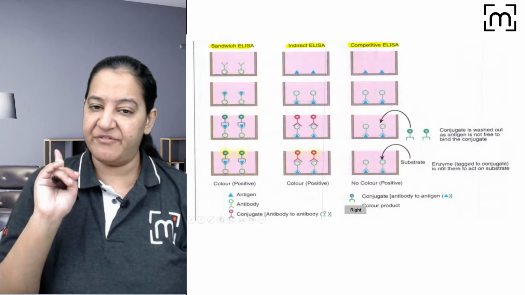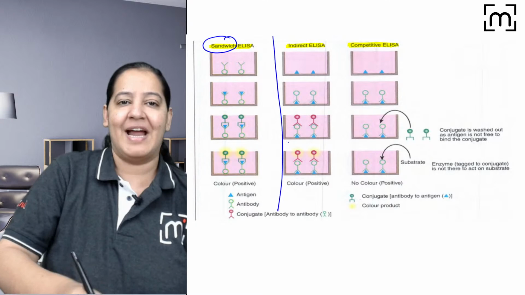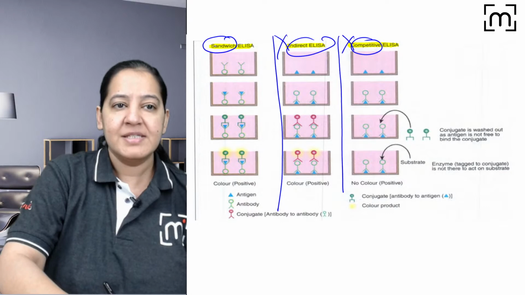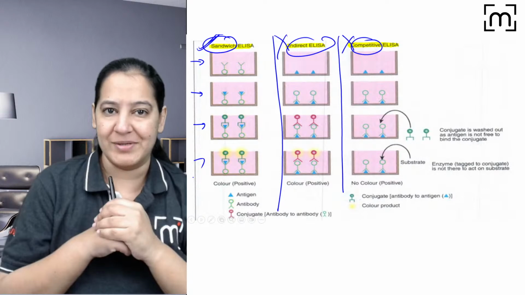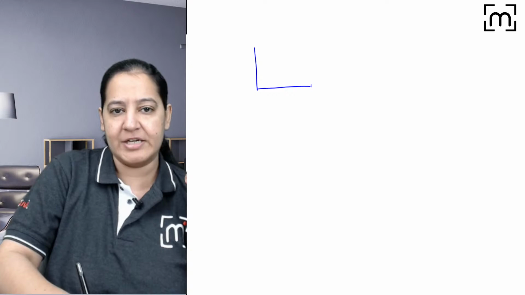So the first ELISA is sandwich ELISA. See sandwich. Don't see indirect right now, don't see competitive right now. Don't see these two columns. See the first column, sandwich ELISA. You can see the four wells, the four steps: step one, step two, step three, step four. You got my point. I will draw the four steps for two samples, a positive sample and a negative sample. So let me draw step one.